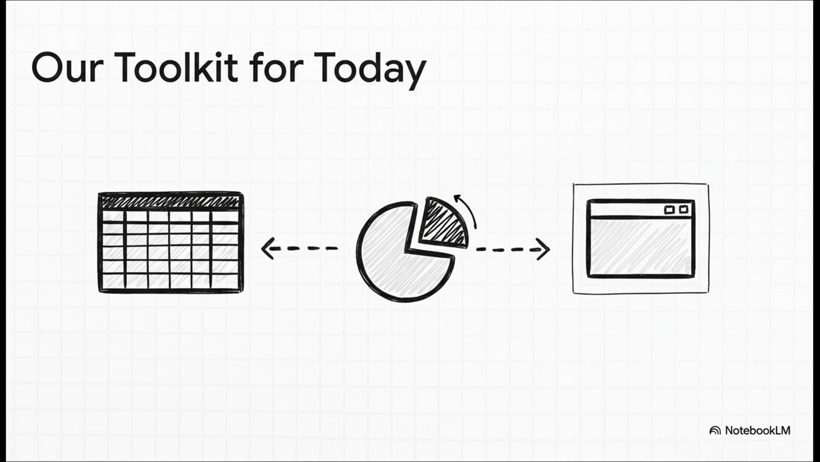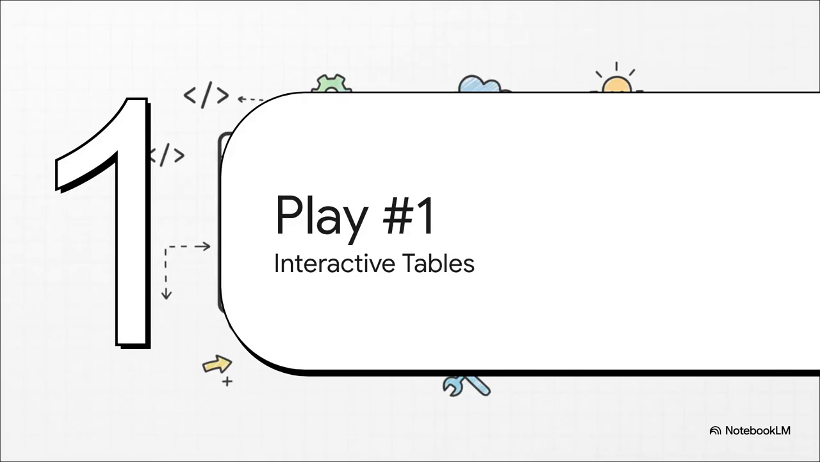We're going to use MUI-X Data Grid to spin up a super sophisticated table with almost zero effort. Then, we'll grab Chart.js to visualize some of that data. And to tie it all together, we'll use an MUI dialog to pop our chart up in a nice, clean modal window. Okay, let's get into our first play, building a truly interactive data table.